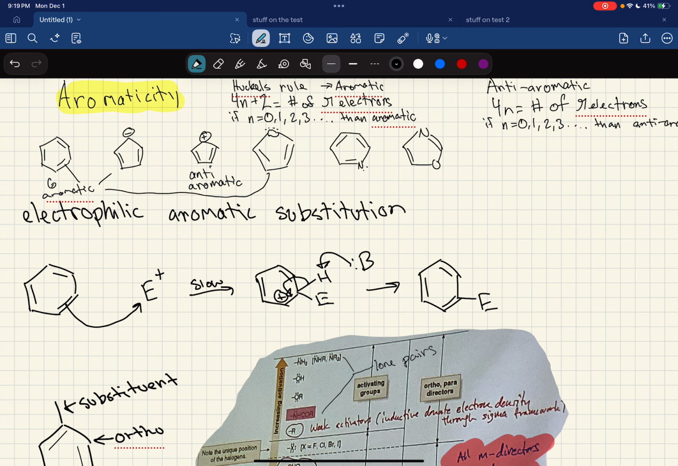And then look at this one. So you have 1, 2, 3, 4, 5, 6, 7, 8. No, because these ones can't resonate because there'd be too many bonds. So this is just sp.